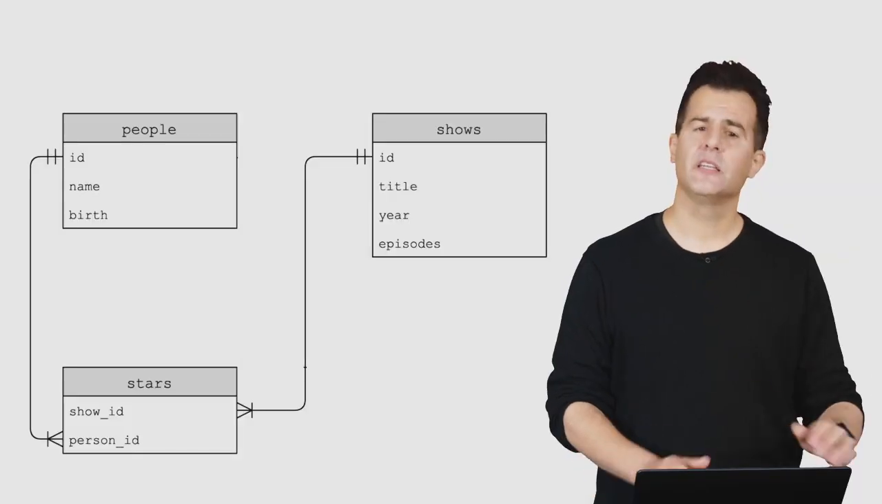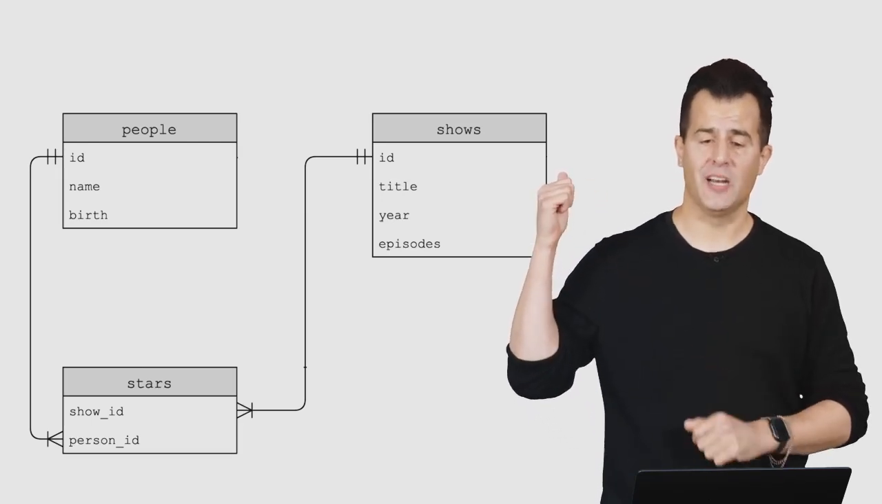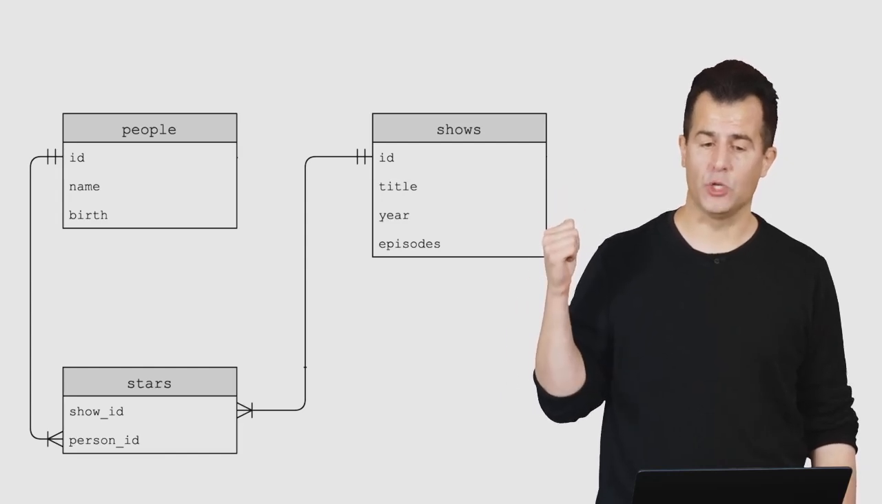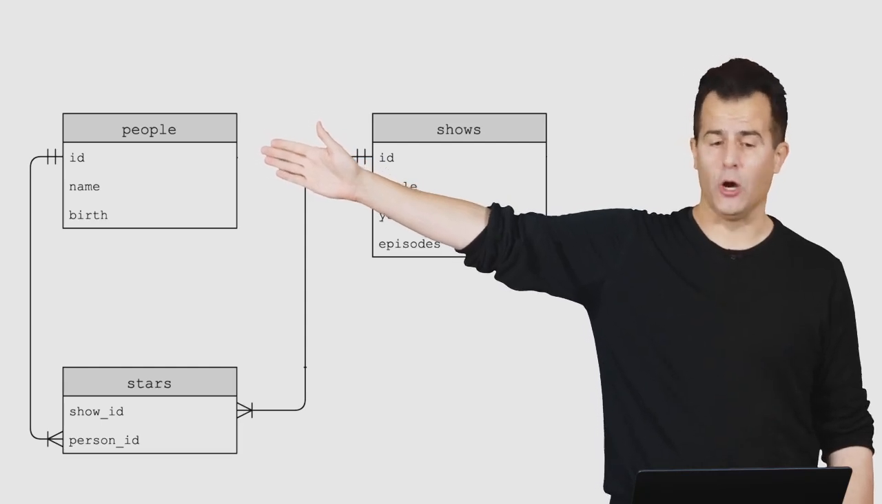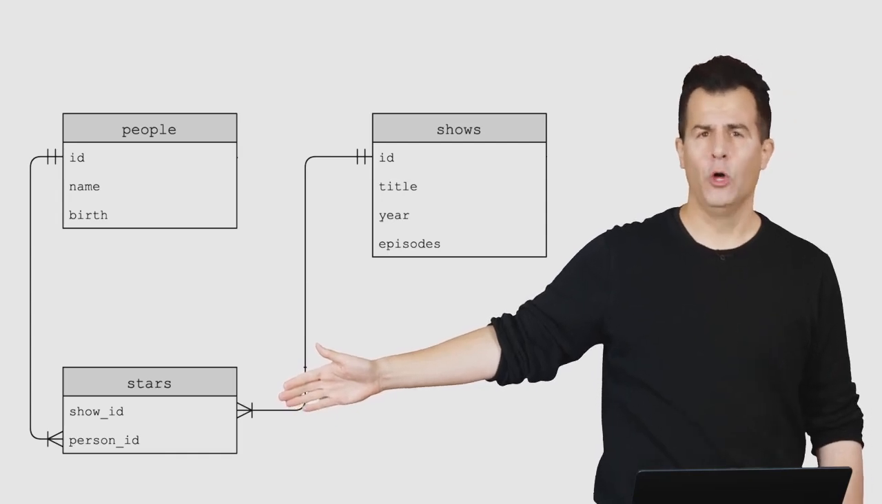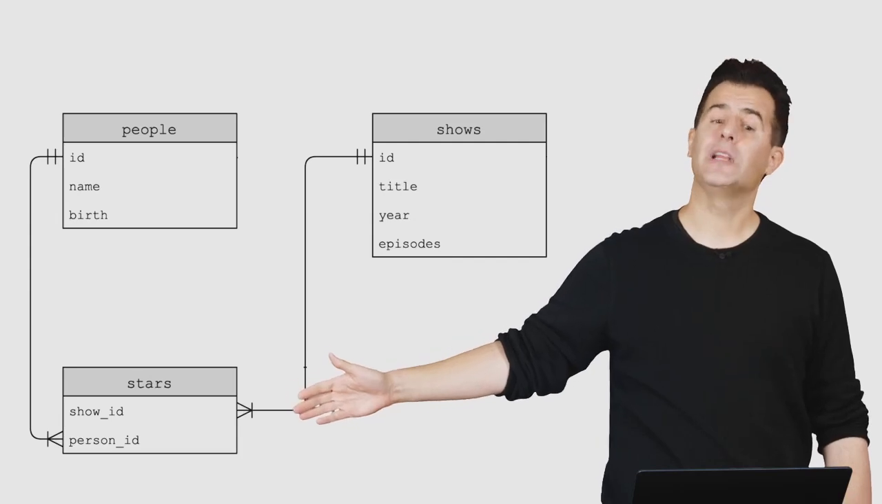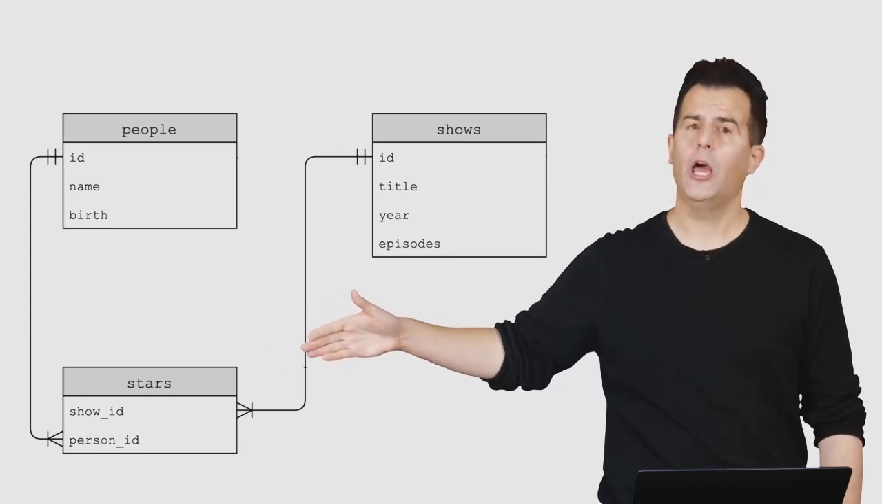Well, let me go back to the schema for these three tables. Notice that we have the shows table here, which has an ID, a title, a year, and number of episodes. The people table has an ID, a name of a person, and their birth year. But this stars table is what we might call a join table, whereby its purpose in life is to implement this relationship between one and the other. And that table clearly has a show ID and a person ID.